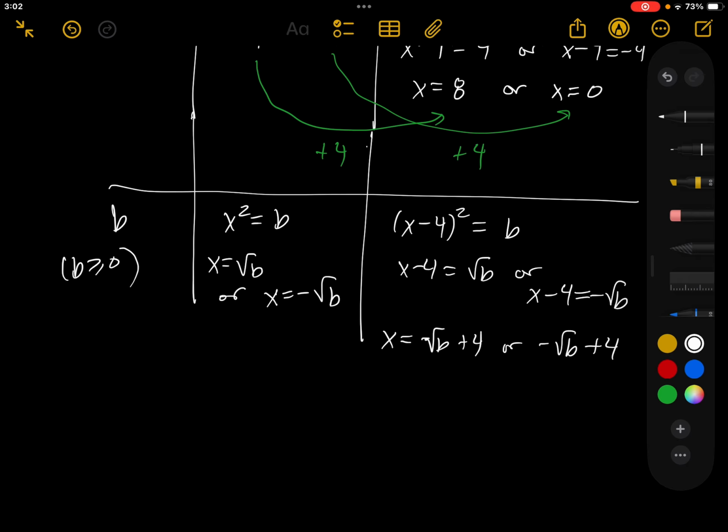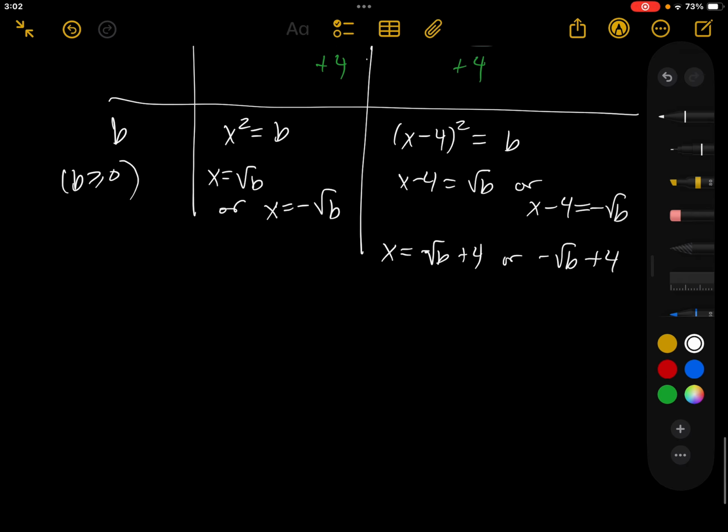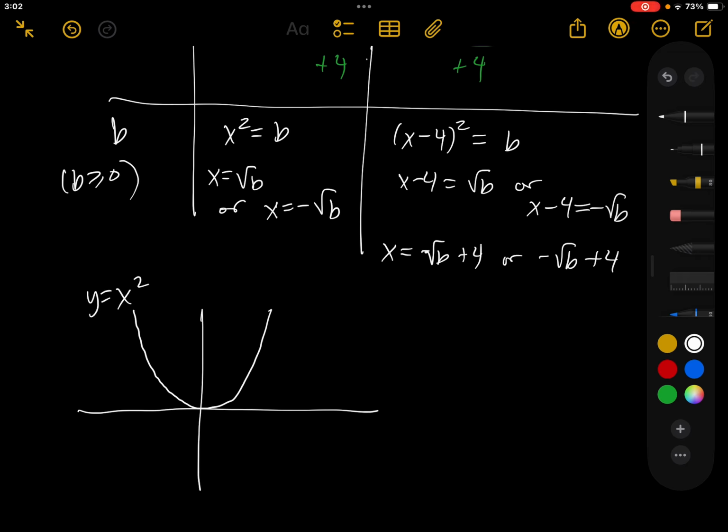So how is that going to affect the graphs of y equals x squared and y equals x minus 4 in parentheses squared? If it's y equals x squared, it looks like this. But it turns out that y equals x minus 4 in parentheses squared is going to be pretty much the same as y equals x squared, but it's going to be 4 units to the right.